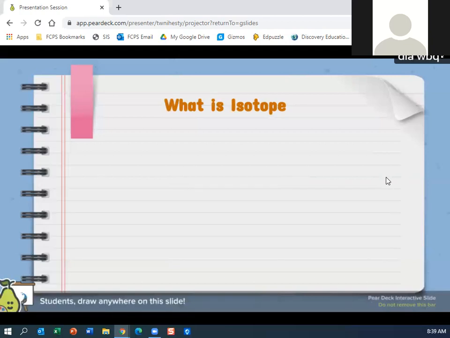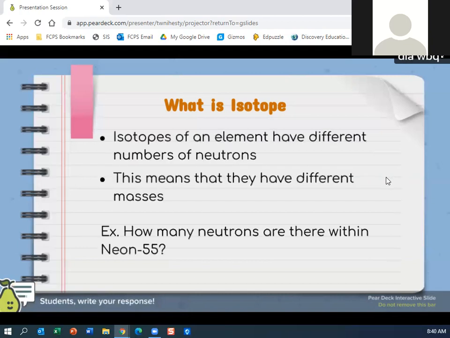Before we go on to the next problems, what is an isotope? Can someone tell me? Anyone? Yep, different amounts of neutrons and different masses. So there you go. The question is, how many neutrons are there within neon-55? I just want to make sure you understand how to figure out the neutrons. Use the periodic table, and that should help you answer the question. The periodic table is always going to be your friend.